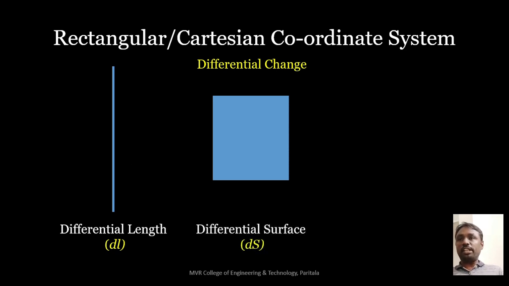Differential length is indicated with dl. If you take x, it becomes dx. If you take y, it becomes dy. If you take z, it becomes dz. For differential surface, if the surface is formed with x and y, it becomes dx dy. If it is formed with y and z, it becomes dy dz. If it is formed with z and x, it becomes dz dx. Similarly for all the surfaces. So a very small change in a surface is called a differential surface. It is almost a line.